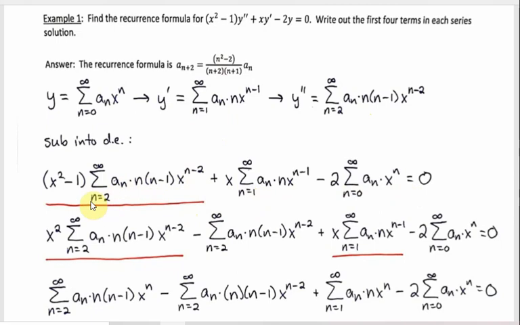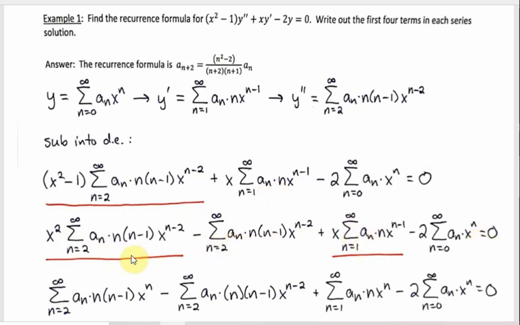And then I have this one underlined because what I'm going to do in the next line really just involves this. I'm going to break it into two pieces. So I'm going to write it as x squared times this sum minus 1 times this sum. And that's what this is right here. So these first two terms here are x squared times y double prime minus 1 times y double prime. And then the rest of this is just repeated from above.